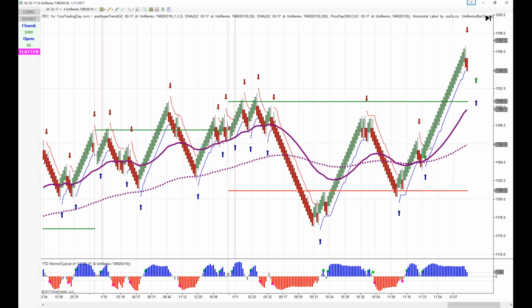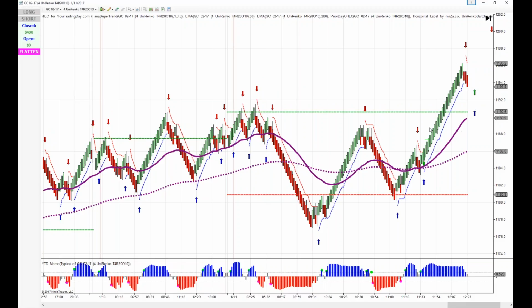We got in down here at about, we'll call it, 1186, and got stopped out at 94. 86, got out at 94. That's 80 ticks. Wow. And the robot, yeah, that's right, the iTech robot will automatically do that for you.